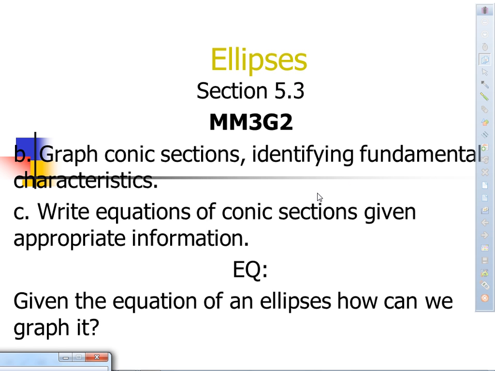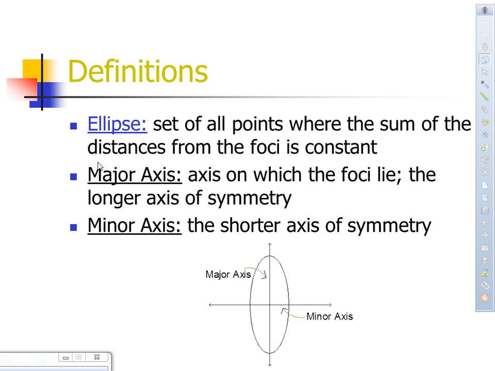We're going to come up with the vertices, co-vertices, and then we're also going to write the equation of the conics. So today we're going to look at, given the equation of an ellipse, how can we graph it? It's really not too terribly difficult to graph once you get the correct information. So we're going to go through some definitions, and then I'll give you the formulas. Now we're going to stay at the origin, which is going to help us. But let's talk through this.